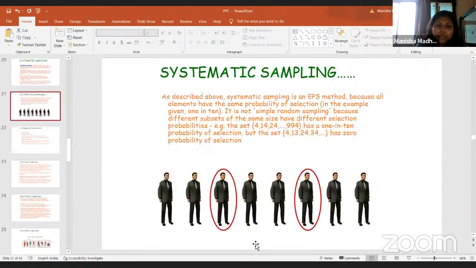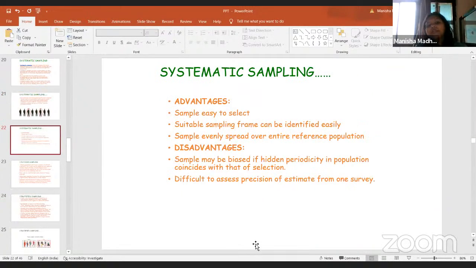Also, when we talk about the advantages of sampling, then of course, as I've told you, it is very cost effective, because you cannot study the entire population at one time. So in order to reduce cost and save time, it is very suitable for the researcher to go for the sampling technique. And the sample is easy to select. A suitable sampling frame can be identified easily. The sample is evenly spread over the entire reference population.